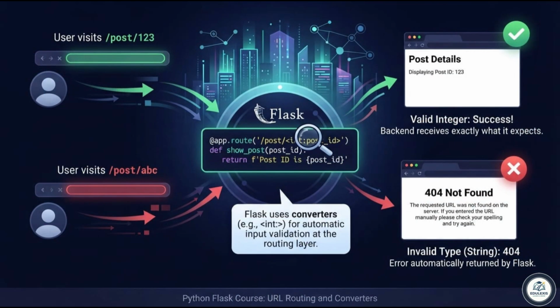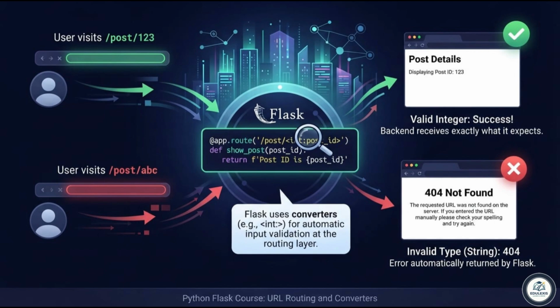Now, what if you need to ensure the variable in your URL is a specific type, like an integer? Flask provides converters. For this, you can define a route as a post. If a user tries to access post ABC, Flask will automatically return a 404 not found error because ABC isn't an integer. Other useful converters include float, path, and UUID.